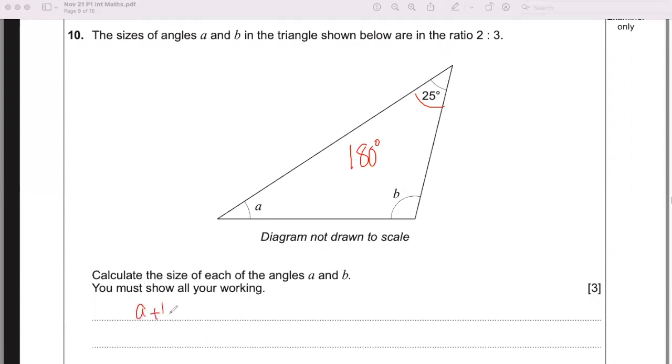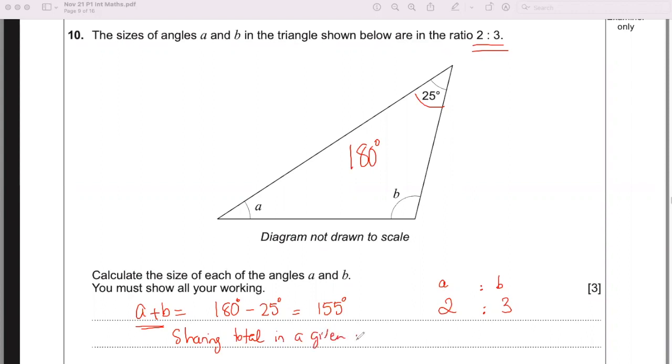So A plus B will just be 180 degrees, take away that 25 degrees there, okay? And that would give you 155 degrees first. Now, coming back to that ratio you got there, so you got 2 and 3, which is A to B, and you got the total of A and B is 155 degrees. So this must make you think about sharing the total in a given ratio. Okay, so that is that topic there.